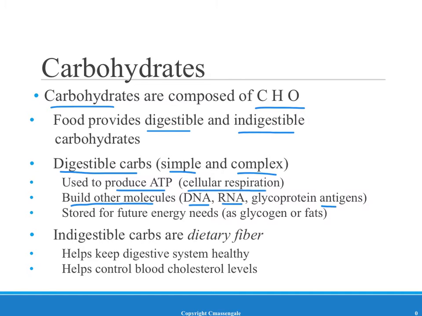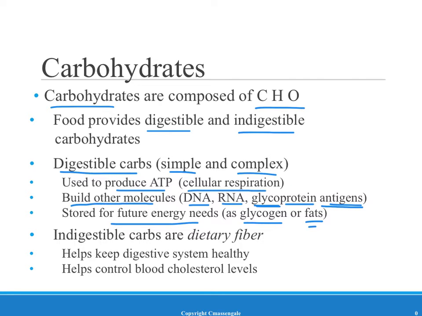Glycoproteins, which are antigens found on the surface of our cells, identifying them as cells that belong to our body, well, this word glyco also is referring to a carbohydrate. So it's a carbohydrate plus a protein that make up the antigen. And then carbohydrates can be stored for future energy needs, either as glycogen, which is a carbohydrate found in your liver and in your muscles, or changed into fats, which have a more long-term storage possibility.